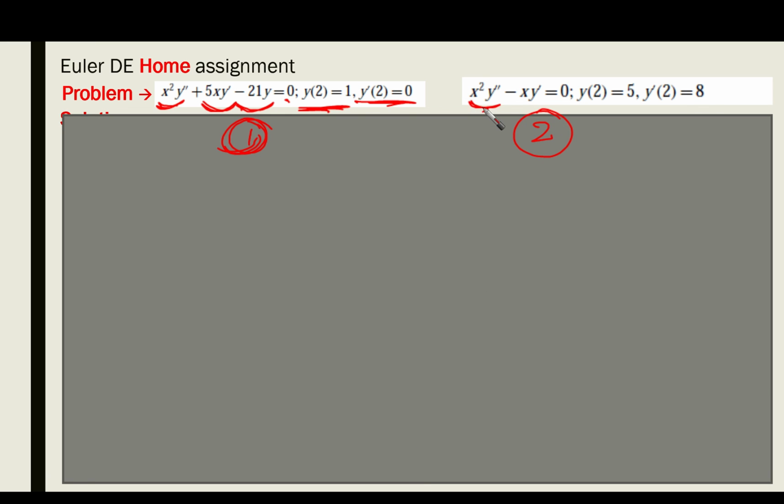So we have x squared y double prime minus x y prime equal to 0. Take care here that we do not have the y, and take care that our b is going to be 0, something like this. You check it by yourself. y of 2 equal to 5 and y prime of 2 equal to 8. Then you can solve for this, and you can solve also for this.